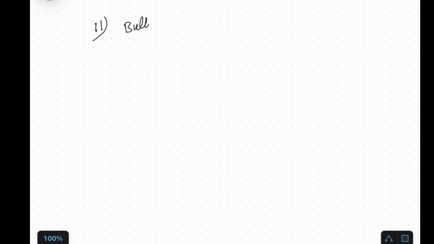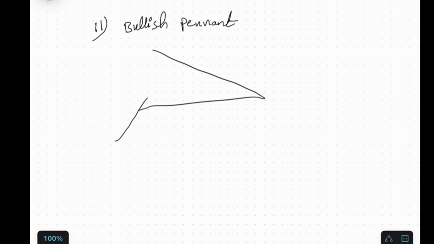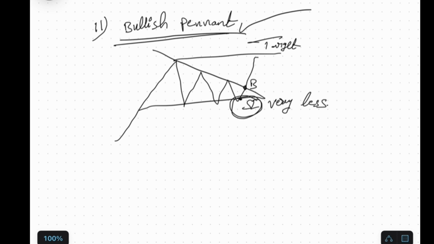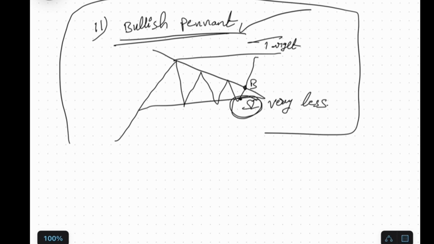This is the bullish pennant. It is like this. Here you have to buy. This is the stop loss, and this point will be the target. Here, if you observe, the stop loss is very small. So bullish pennants are always very important for trading. This is the bullish pennant. We will call it a bullish pennant.